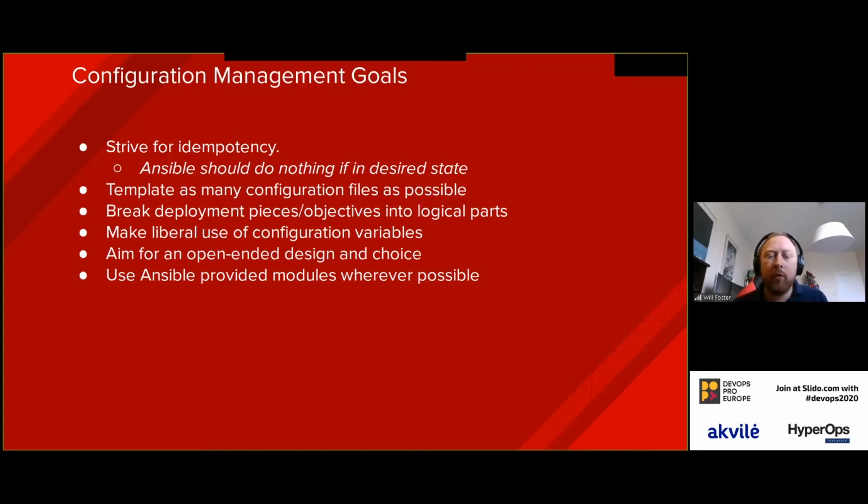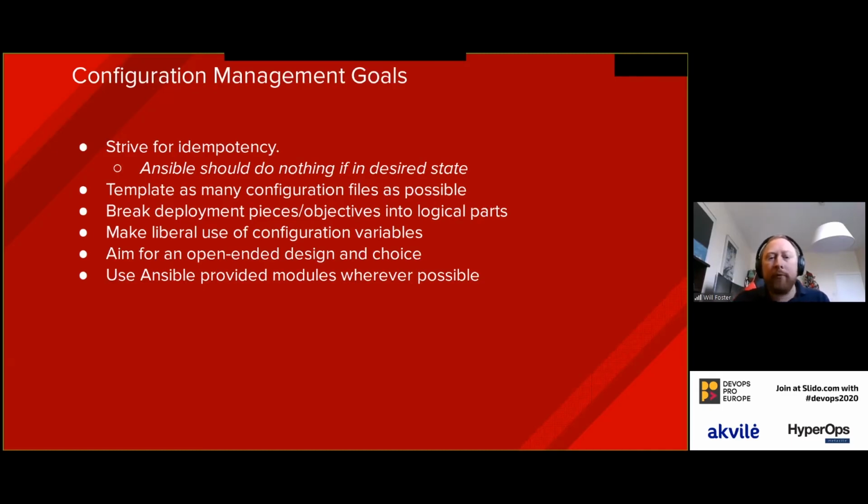Some other goals that we want to have: we want to template as many things as possible. So we're going to touch a little bit on the Jinja 2 templating framework that helps us do that within Ansible. From a logical perspective, we want to break deployment pieces and objectives into small logical parts that we can individually divide and conquer. We want to make liberal use of configuration variables whenever possible. Everything, if we can, should be templated and variabilized, which makes things a lot more reusable.